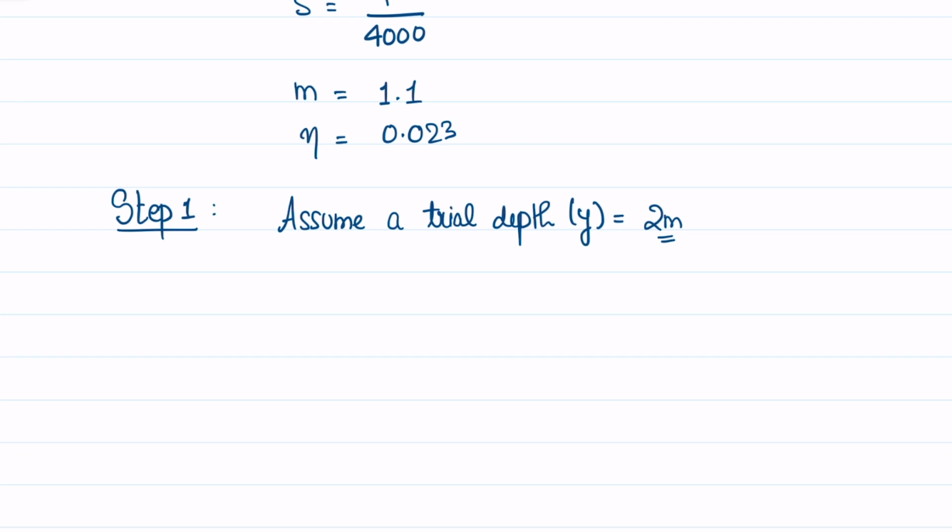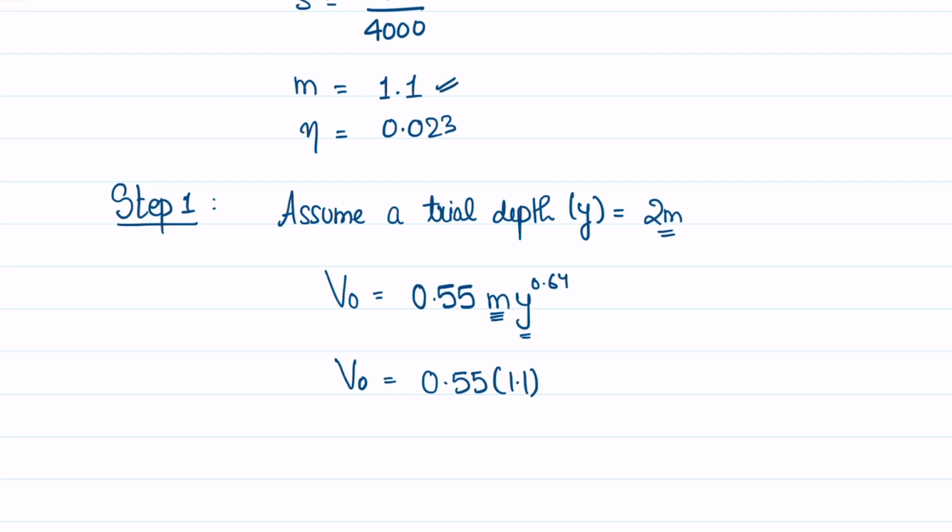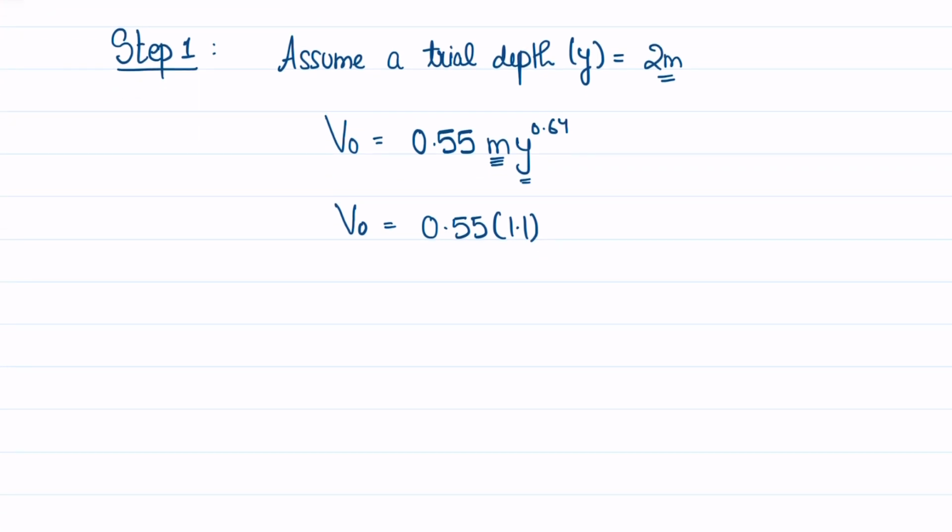After assuming a trial depth of 2 meter, we have to find out the critical velocity V naught. And V naught we have to find using the formula given by Mr. Kennedy as 0.55 m y to the power 0.64. M is the critical velocity ratio, y is the trial depth that we have assumed. So V naught is equal to 0.55, times 1.1, which we have been given in the question as the critical velocity ratio, times the depth we have assumed as 2, so it will be 2 to the power 0.64.